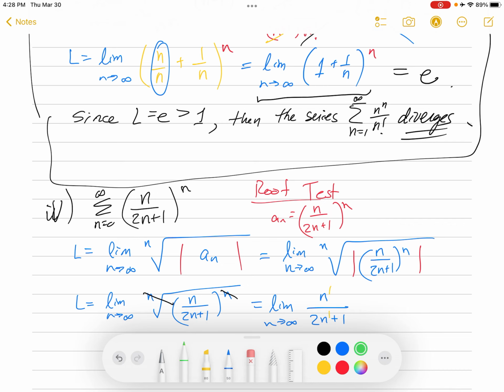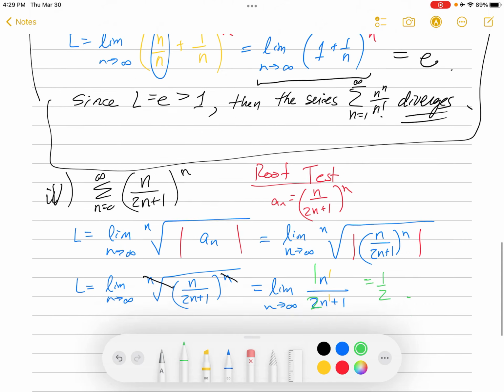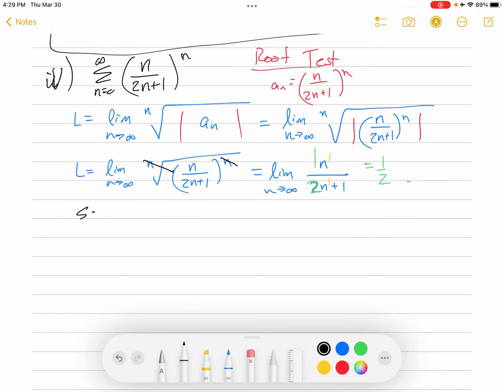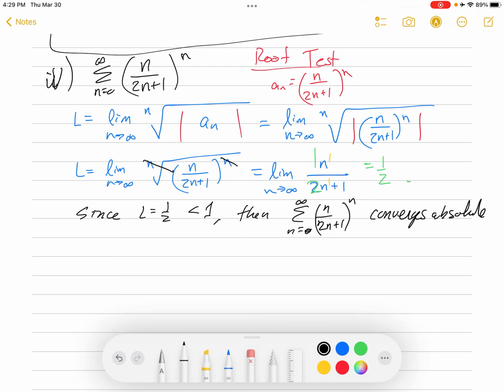A simple way to take this limit is, notice you have a polynomial of degree 1 on top and a polynomial of degree 1 on bottom, so the limit is going to be the ratio of their leading coefficients. The leading coefficient on top is 1, on bottom is 2, so 1/2 is the limit. So since the limit is 1/2, which we know is less than 1, then this series from 0 to infinity of (n over 2n plus 1) to the n converges absolutely.